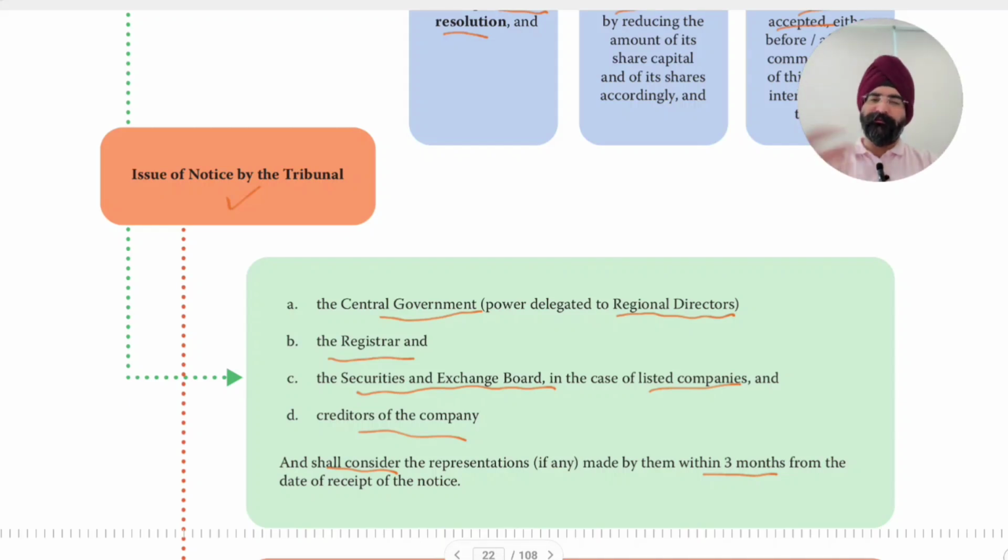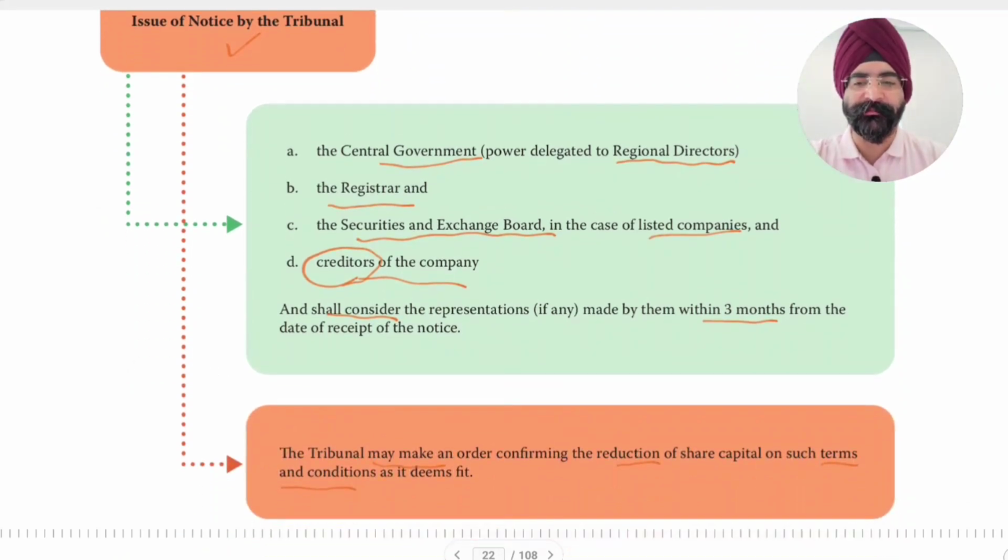So you will file your intention notice of reducing share capital to the central government, meaning the RD, the registrar of companies, SEBI in case of a listed company, and the creditors of the company. This is important. And whatever representation they have made needs to be considered within 3 months, meaning they have 3 months time to make a representation back to the company.